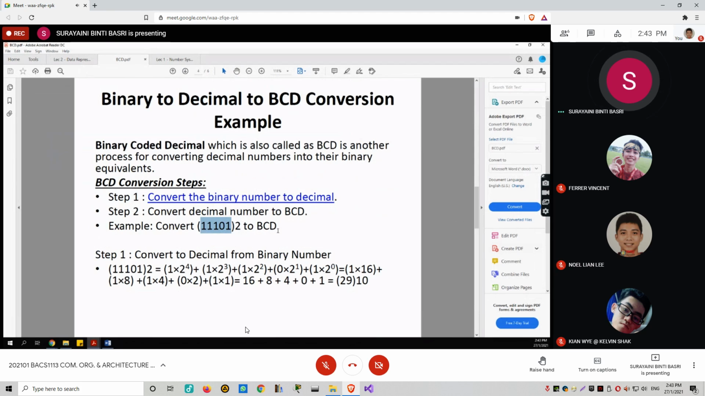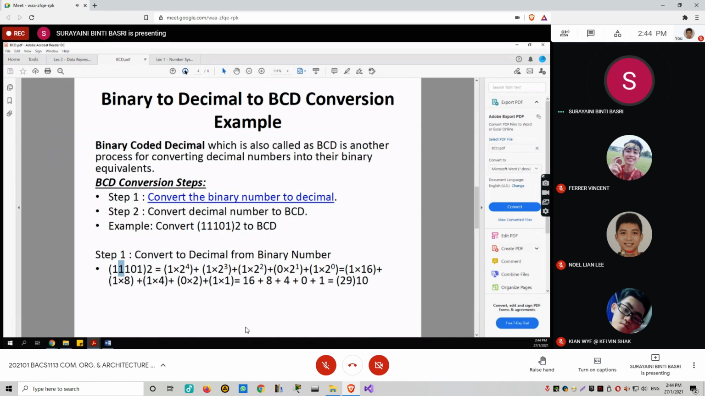So the first way is we need to convert this base 2 number to decimal first. So this is like what we have learned previously. We need to multiply each of these positions by the weightage value. Okay, so we will get 29 in base 10, which is the decimal. So we will get 1,1,1,1,0,1 equal to 29 in decimal.